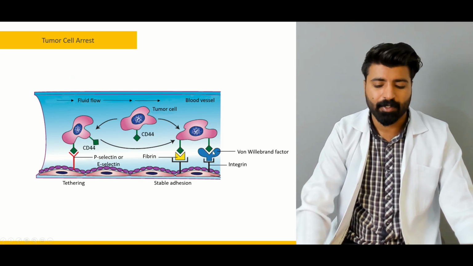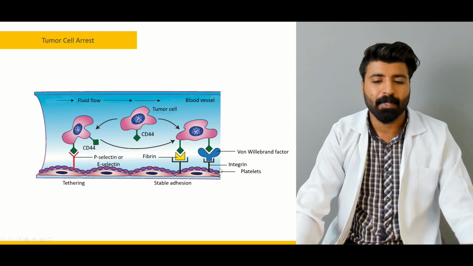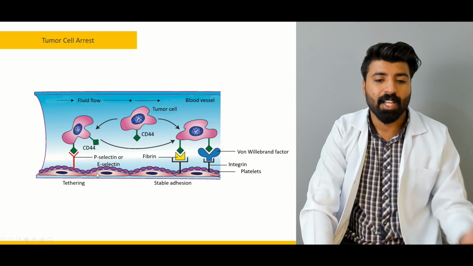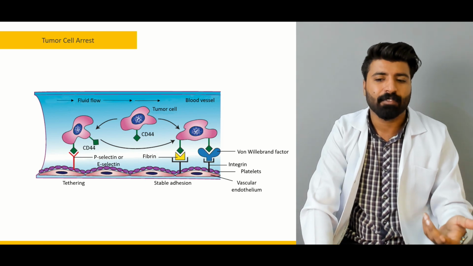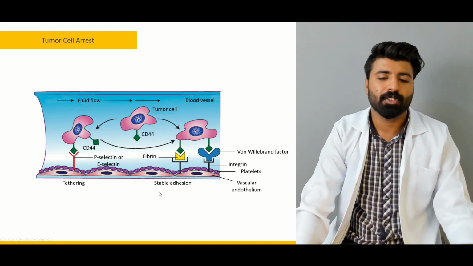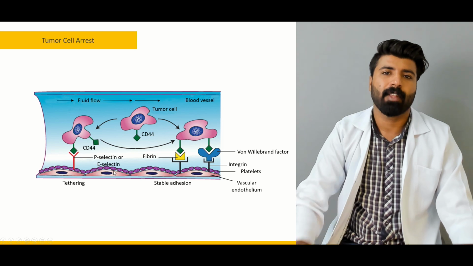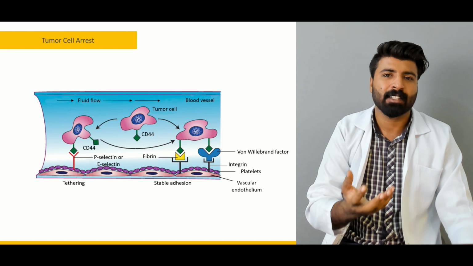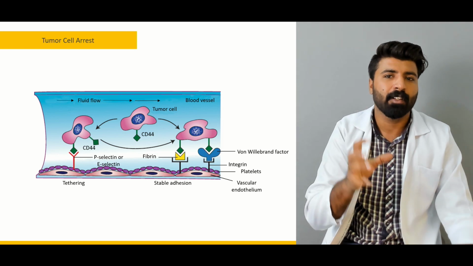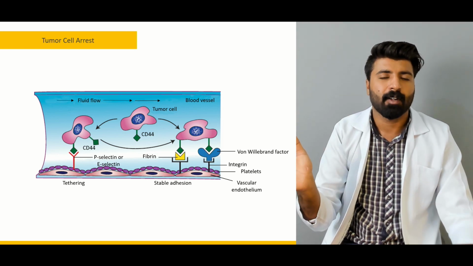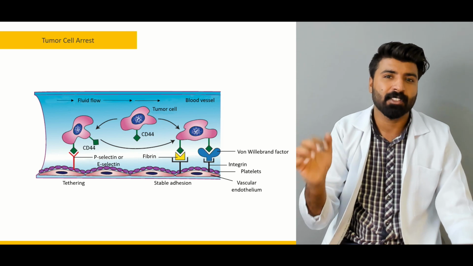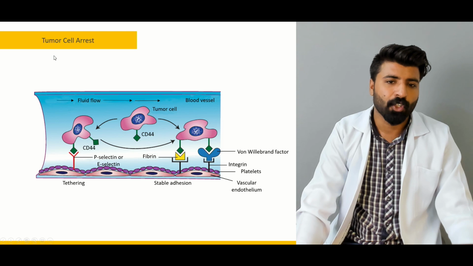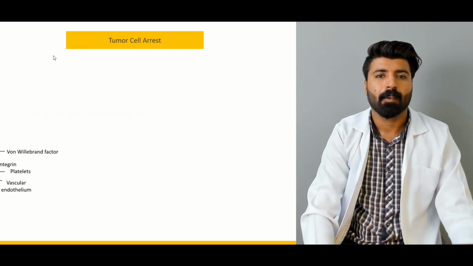Now these are integrins, you have to remember, and these are platelets. Platelets are present right here so that this tethering and this P-selectin and E-selectin can work on. And this is vascular endothelium. You all know this is vascular endothelium, and those platelets came on. They played the role of a bed, and then E-selectin and P-selectin got them tethered. They attracted the von Willebrand factors and fibrins. They came in, they made this stable adhesion, and this is called tumor cell arrest.